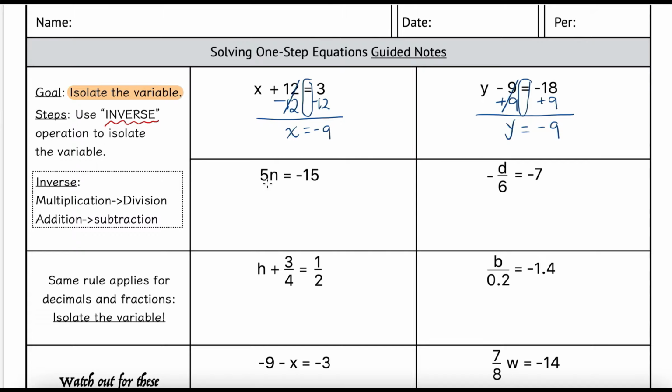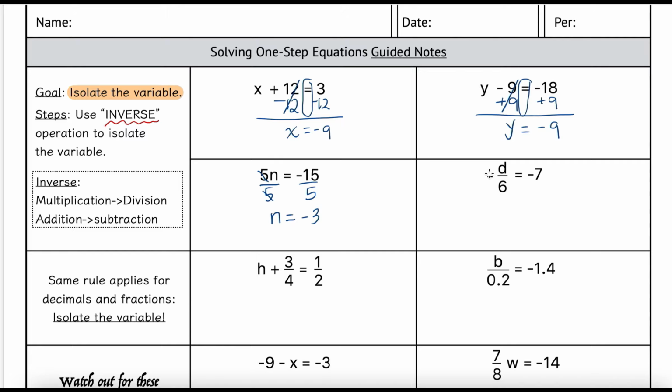This equation is 5 times n equals negative 15. Therefore, the inverse of times is division. So we divide by 5, and we divide by 5 on the other side too. 5 divided by 5 is equal to 1, which leaves n by itself. Again, isolating the variable. That's equal to negative 15 divided by 5, which is negative 3.